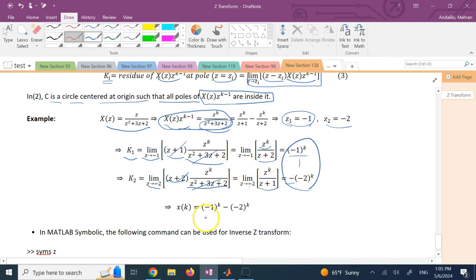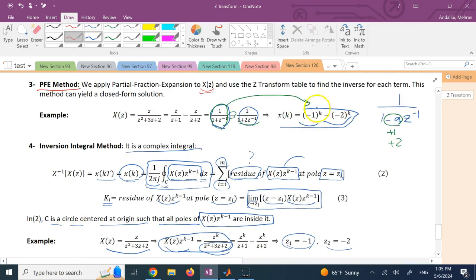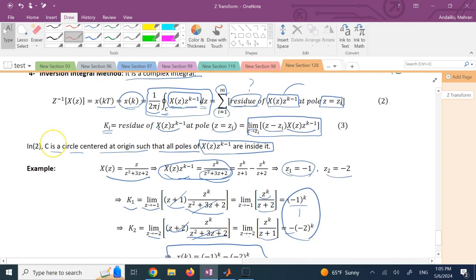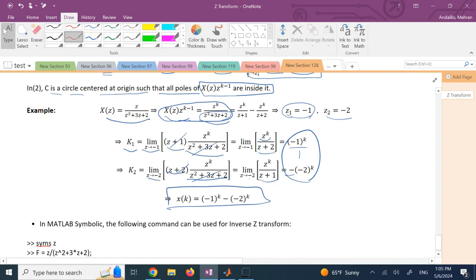So if you add these two terms together, that's your x(k), which is what we just found using partial fraction expansion. You see, so we can do the complex integral as well. So these are all the different ways to do z inverse.